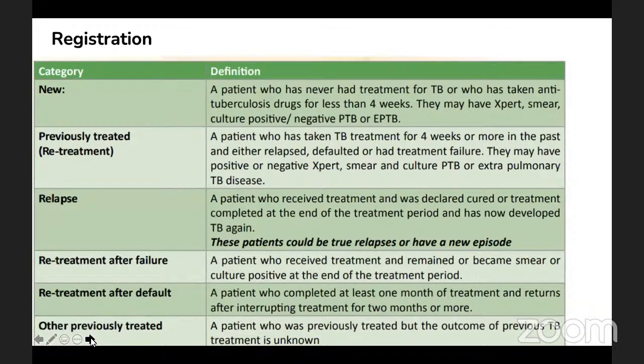we need to note the history of previous TB treatment. The aim of this is to identify those who are at a higher risk of acquired resistance. The categories are new, so that would be if you haven't been treated for TB before, or you have, but it's been less than 4 weeks. And then we have previously treated, which is being treated for more than 4 weeks. Under that would fall relapse, retreatment after failure, and retreatment after default.